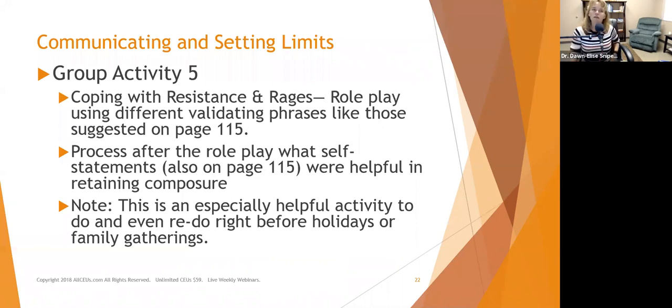This is an especially helpful activity to do and even redo right before the holidays or family gatherings. So, I mean, sometimes these resistance and rages can be very passive aggressive, or they can be outright verbally or physically aggressive, and helping clients figure out, all right, how can I deal with this and how can I prepare myself to deal with this?